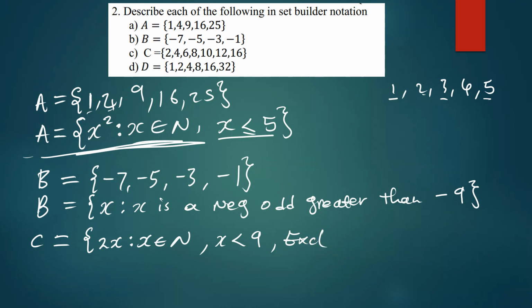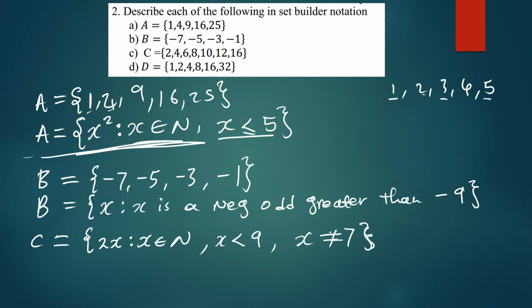Or if you don't want to say excluding 7, you can simply say x is not equal to 7. So x can be any natural number that is less than 9, but we are excluding 7 from the solution set.